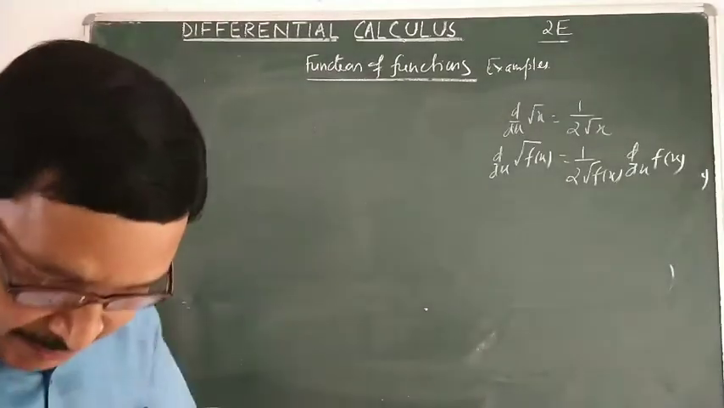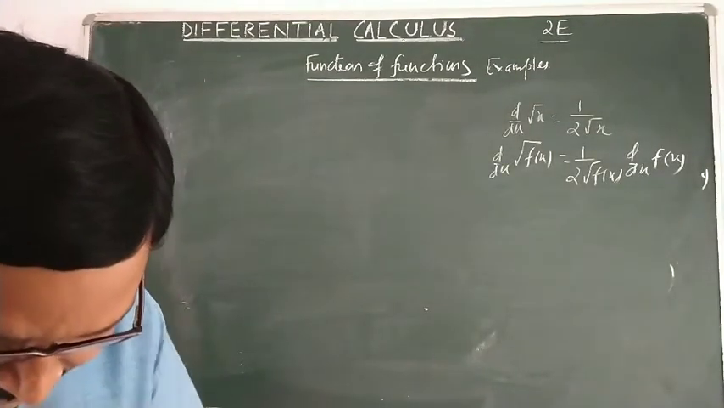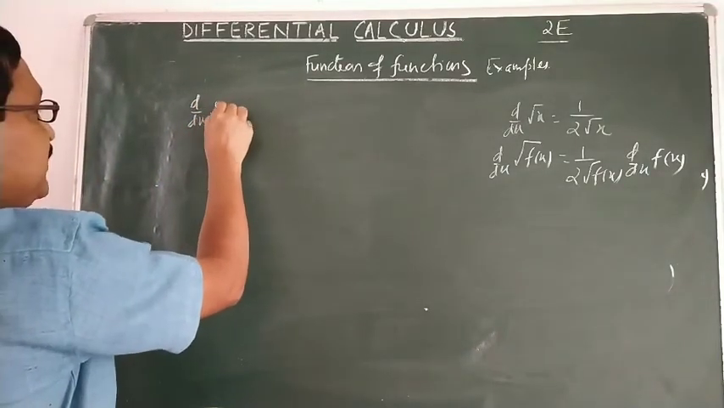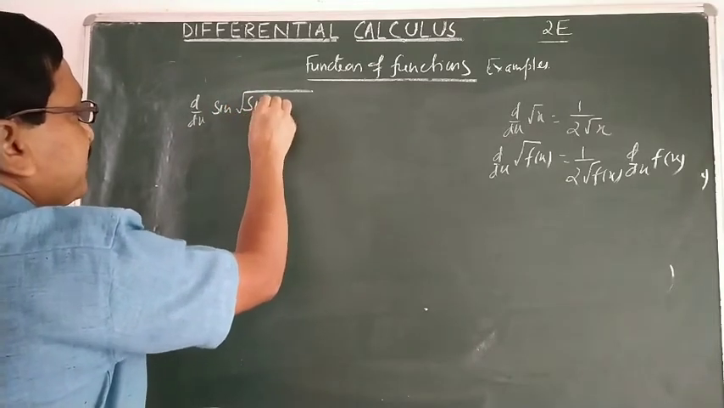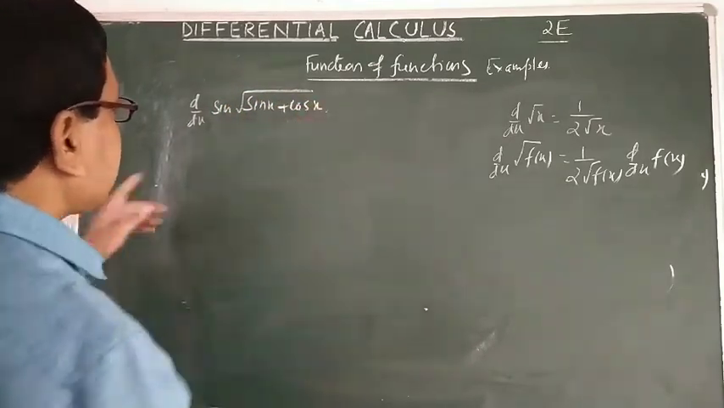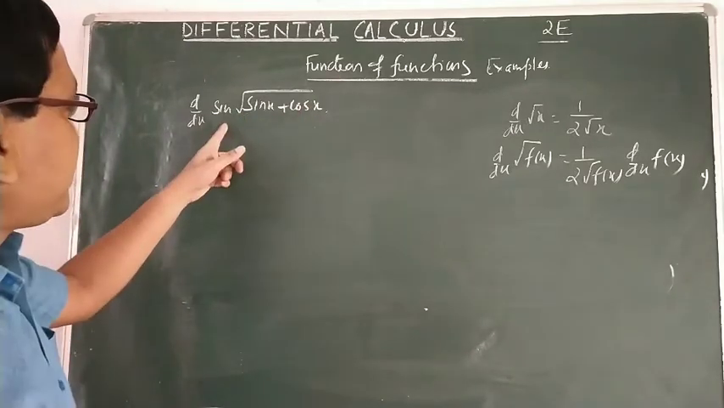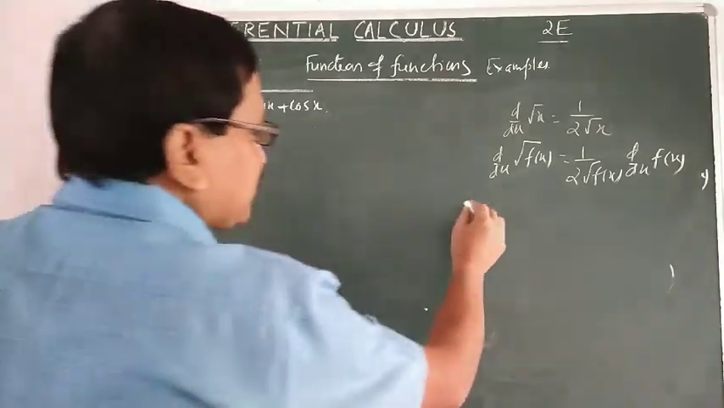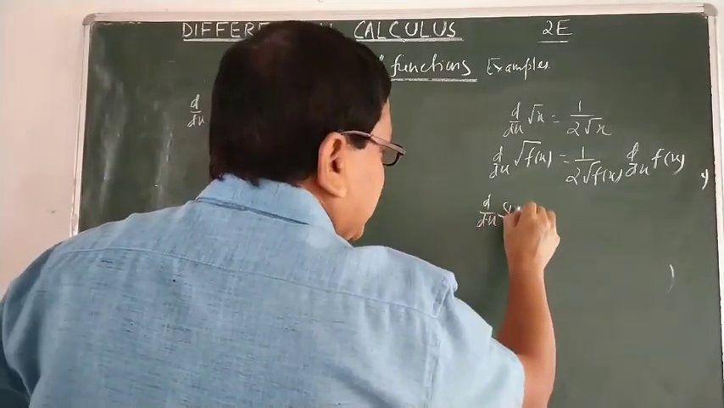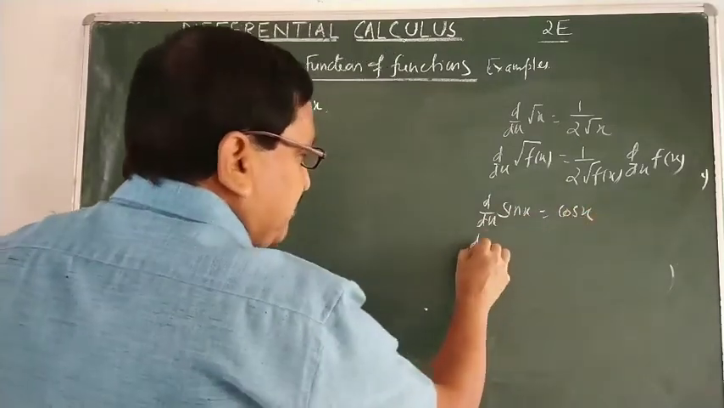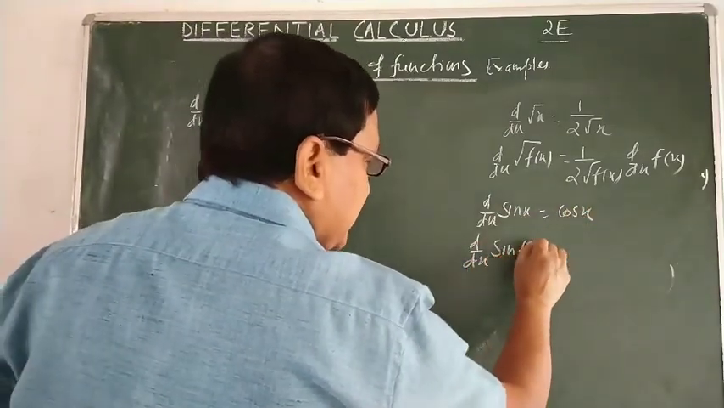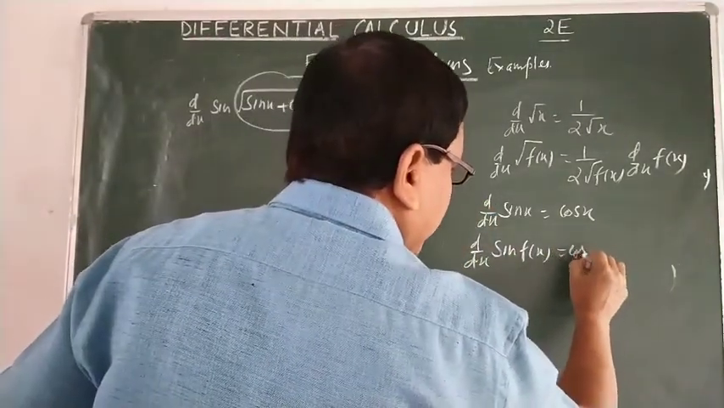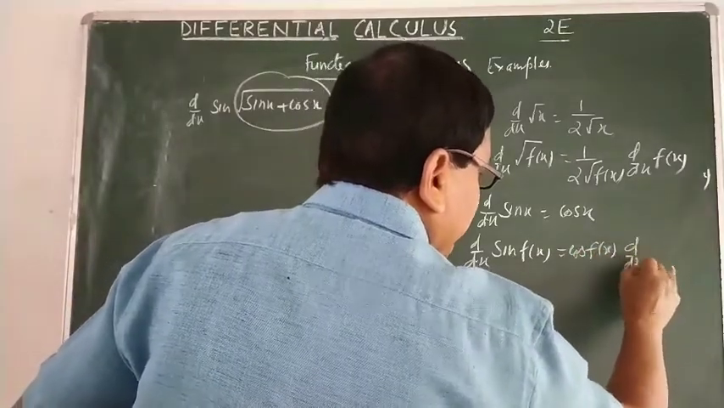Now moving towards another problem. This is 7th number: d by dx of sin root (sin x plus cos x). Now students, this is called a function of a function: trigonometric function, root function, once more trigonometric function. So you know d by dx of sin x is cos x, but d by dx of sin f(x) is cos f(x) into d by dx of f(x).